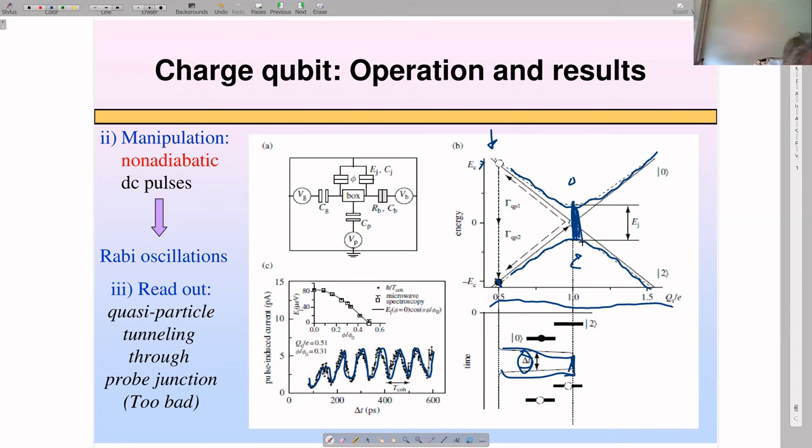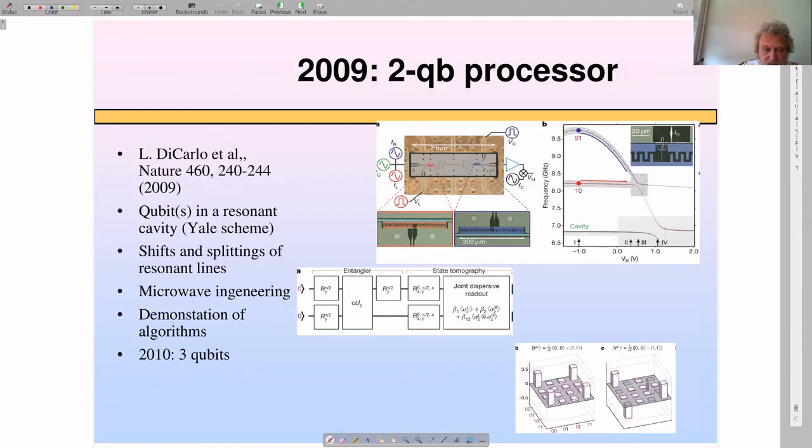One cannot make it as practical and flexible as Josephson qubits, but well, it was a pioneering experiment. Let us see how much time I have. Well, quite a lot.